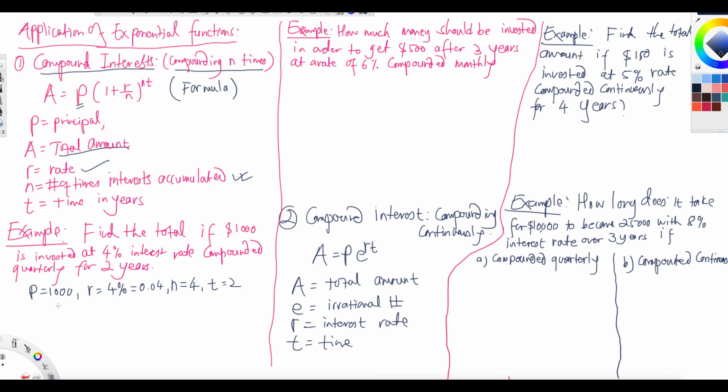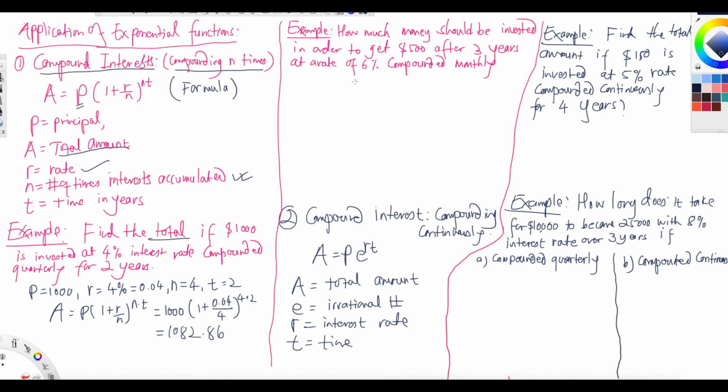Now use the formula. You want to find A, the total amount. A equals P times 1 plus R over N, to the N times T. Let's plug in all those values. You get 1,000 times 1 plus 0.04 divided by 4, to the 4 times 2. If you use a calculator for this, you will get 1,082.86. This is the total amount you get after 2 years with these conditions.